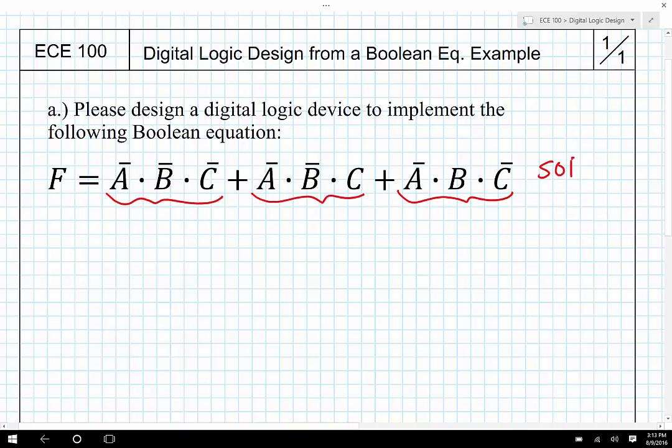So I'm going to write SOP out here to the side to confirm to myself that it is in fact in the form of three products. So I have not A and not B and not C. Then I have not A and not B and C. I have not A and B and not C. So I have three different products. Those are going to yield three different AND gates. And then I'm going to OR those three AND gates together.